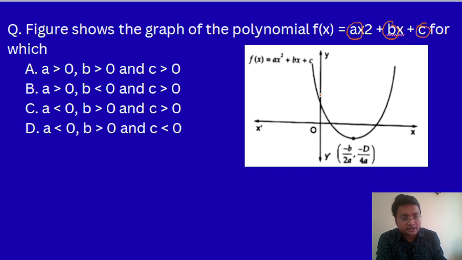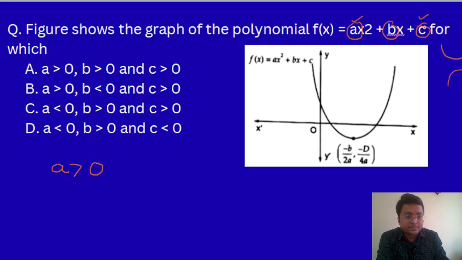So students, clearly you can see in the figure, this curve is an upward facing parabola. Generally you will get two types of curve. The first is this upward facing parabola, and the second you may get downward facing parabola, right? So when it is upward facing parabola, then you can say that A is positive. Now A is clear.